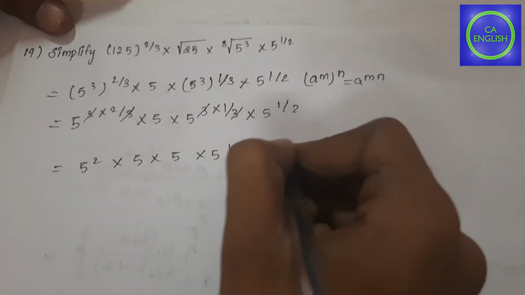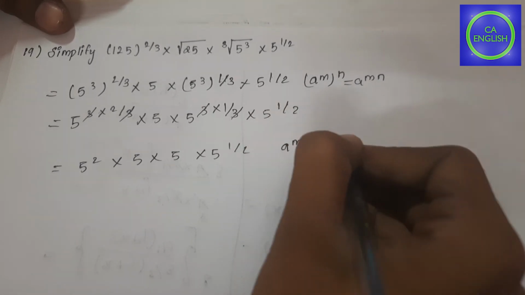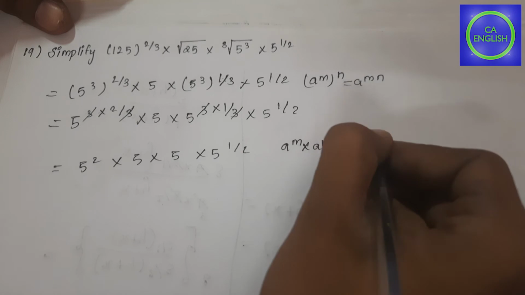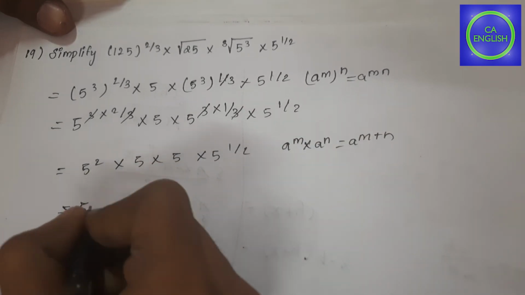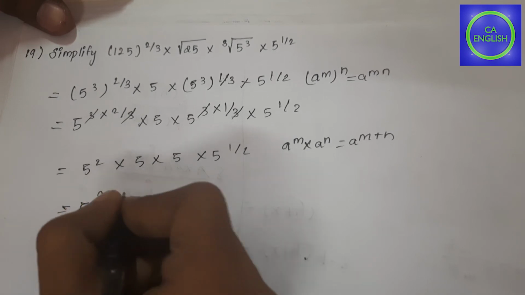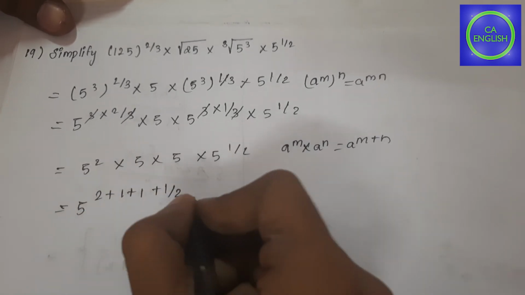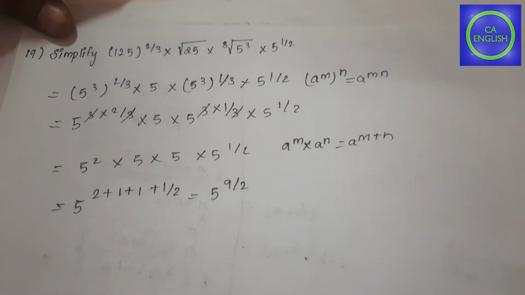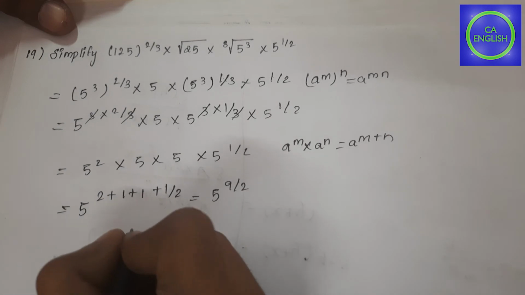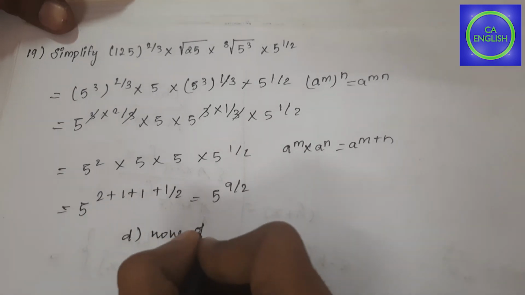Next we are going to use one law here: a power m into a power n is equal to a power m plus n. Okay, now we can add the powers. 5 power 2 plus 1 plus 1 plus 1 by 2 is equal to 5 power 9 by 2. That's it. And the option is not in the book. Okay, D, none of these is the answer.